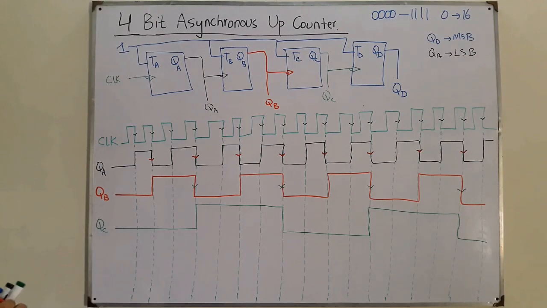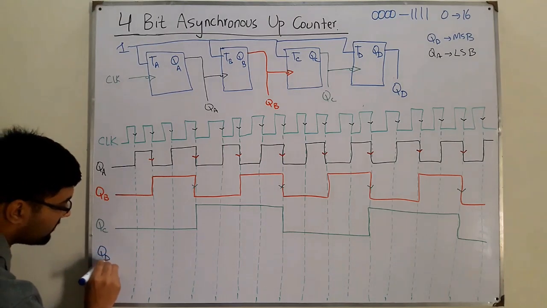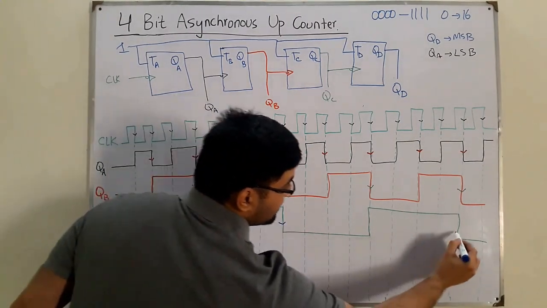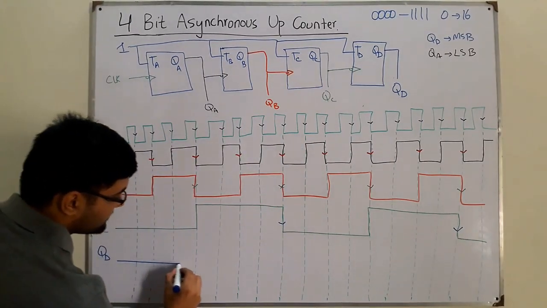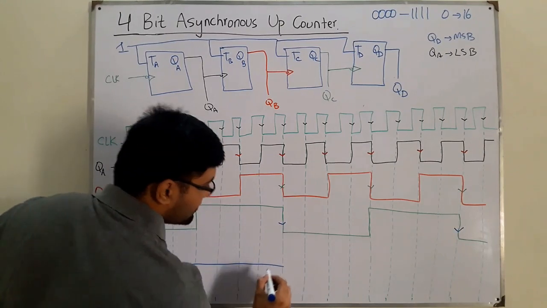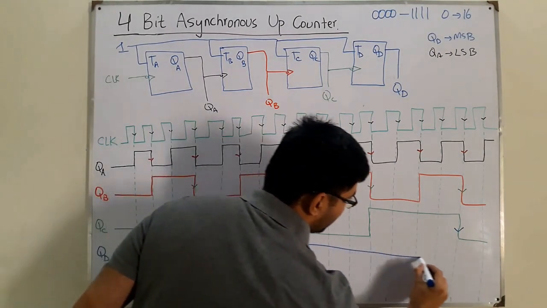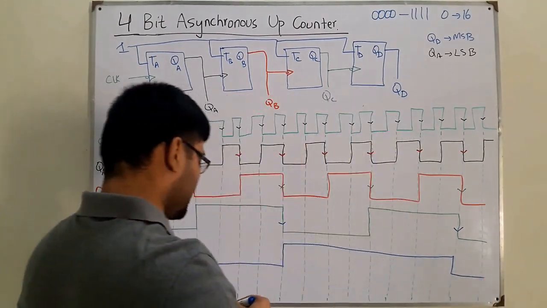And finally for QD, QD is in the blue color, so QD now depends on the value of QC. So on these negative edges, only 2, that's good. Considering an initial 0 state, it will stay 0 till the first falling edge, then it will go high, will stay high till the next falling edge, and it will go low when the next falling edge has arrived.